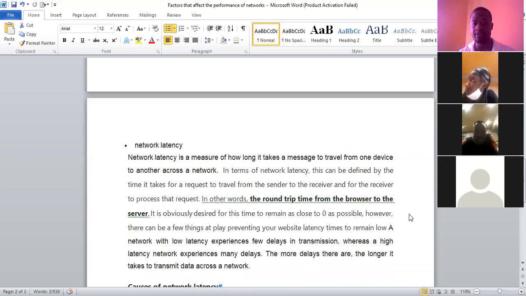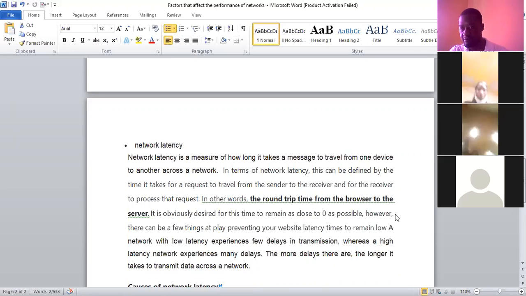Okay, Lucia, tell us what you understand by network latency. The way I understood it, it's the rate at which a message takes to travel from one device to another. Or the time it takes for the message to travel from one device to another across the network. Yes, that is correct.